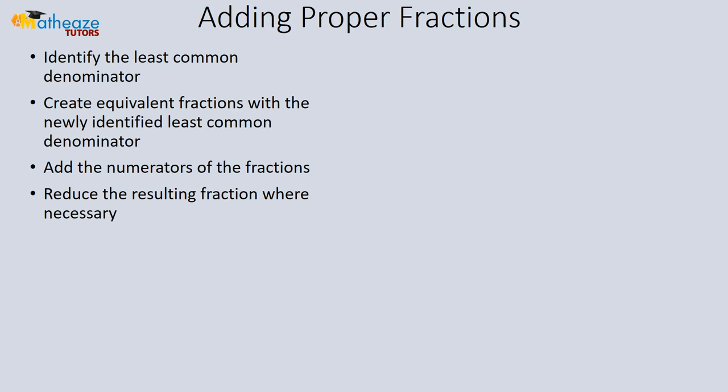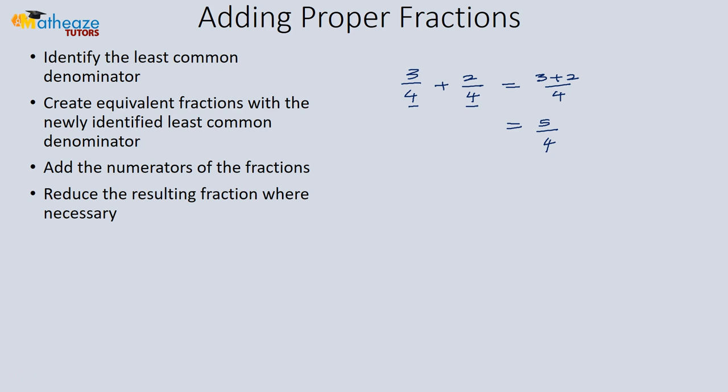So if I had something like 3 over 4 plus 2 over 4, what this means is that because the denominators are like denominators, I can just add the numerators, so that's the same as 3 plus 2 over 4, which gives us 5 over 4.